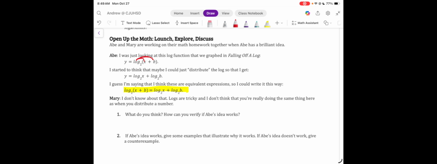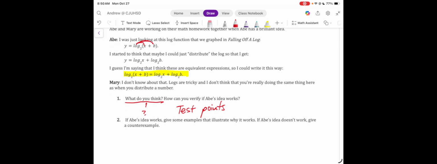Well, what do you think? I don't know. But think about test points or numbers that we could run through the equation to see if it actually works. So in number 2, it says, if Abe's idea works, give some examples that illustrate why it works. If Abe's idea doesn't work, give a counterexample. So we've often said that it's easier to prove things aren't true than to prove they are true. So it's easier to destroy than it is to create.